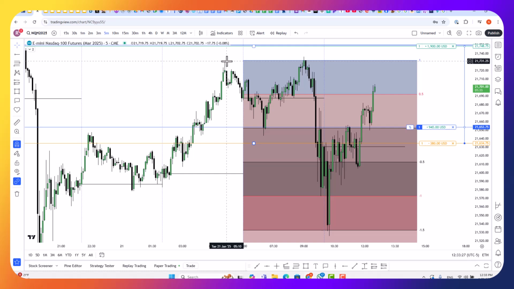Prior to this high being run, this is the last fair value gap. So once we broke lower below the fair value gap right there, this right here was a good level to be a seller because we've already taken the buy side liquidity. So sell in here, put a stop loss above here.